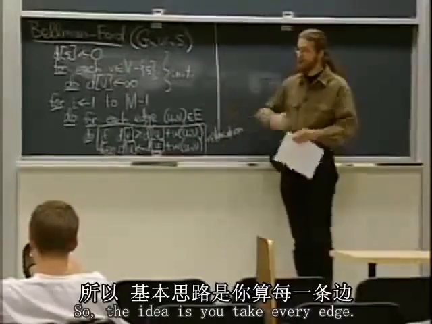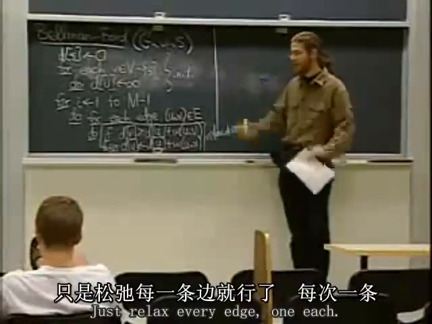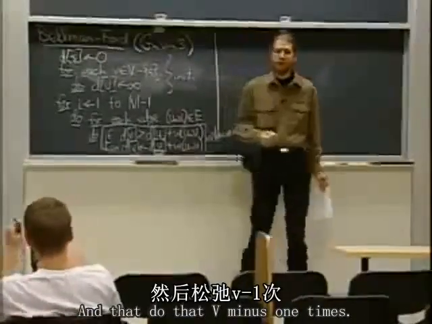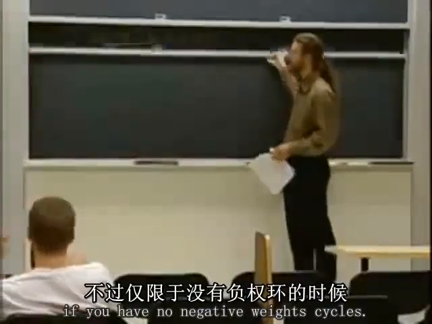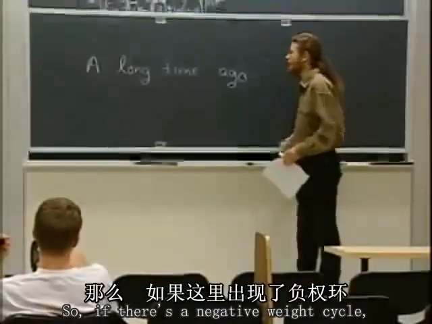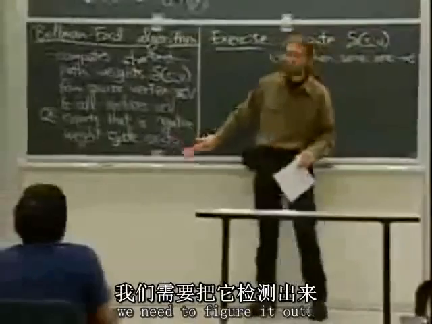So the idea is you take every edge, you relax it. I don't care which order, just relax every edge, one each. And then do that V minus 1 times. The claim is that that should be enough if you have no negative weight cycles. So if there's a negative weight cycle, we need to figure it out.